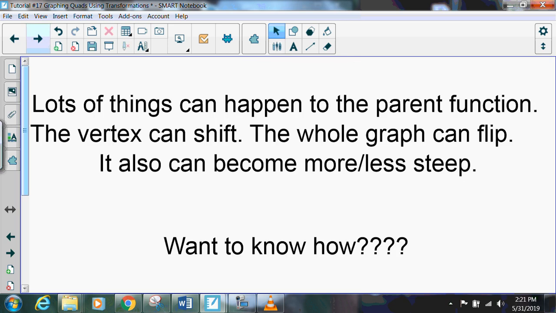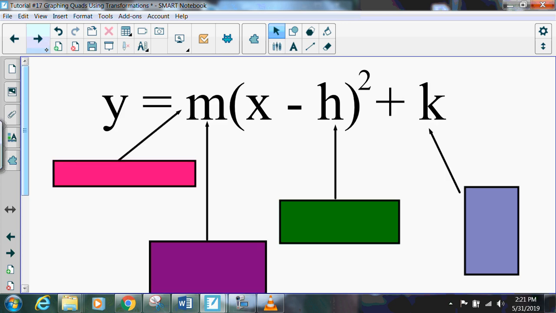No, let's not. Lots of things can happen to the parent function. The vertex can shift, the whole graph can flip, and the graph can also become more or less steep, and you want to know how. All right, so this is important before we get to the notes. Some of you will even want to pause this after I click on all these boxes and write this down. So this is a kind of a big mess.